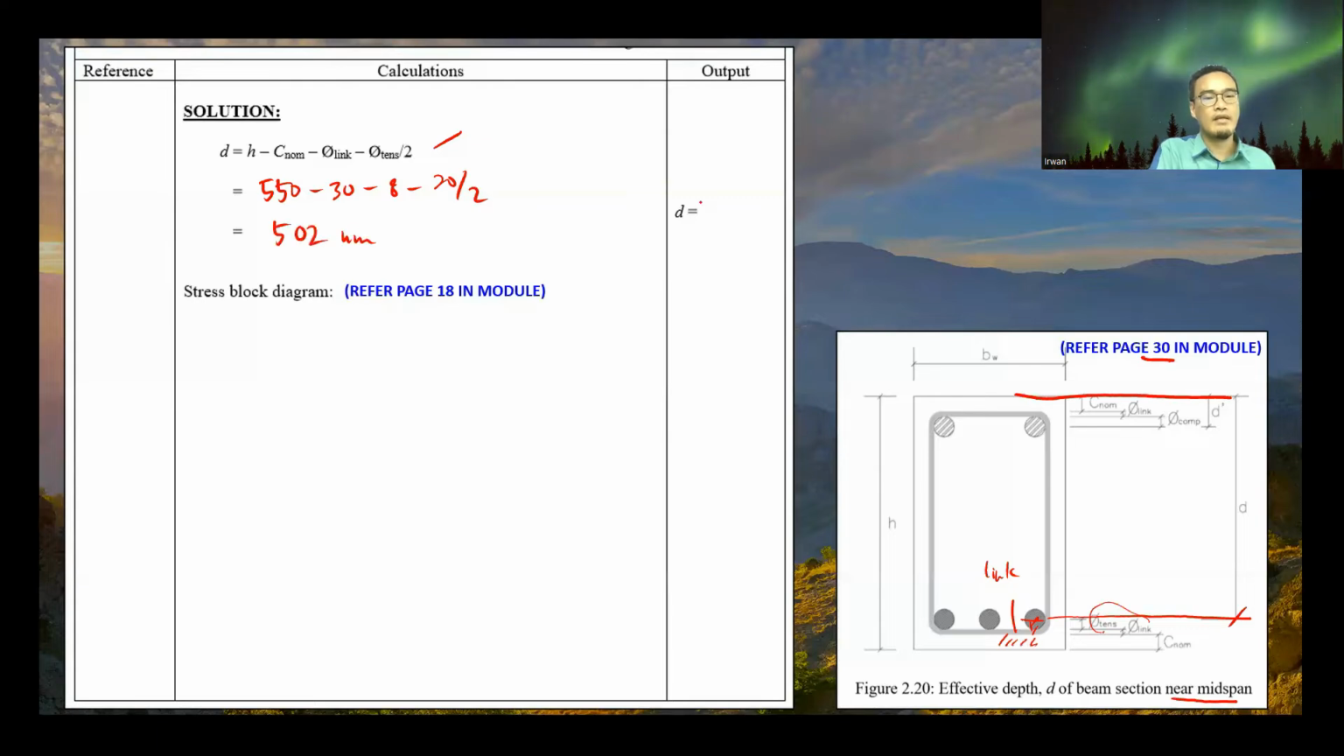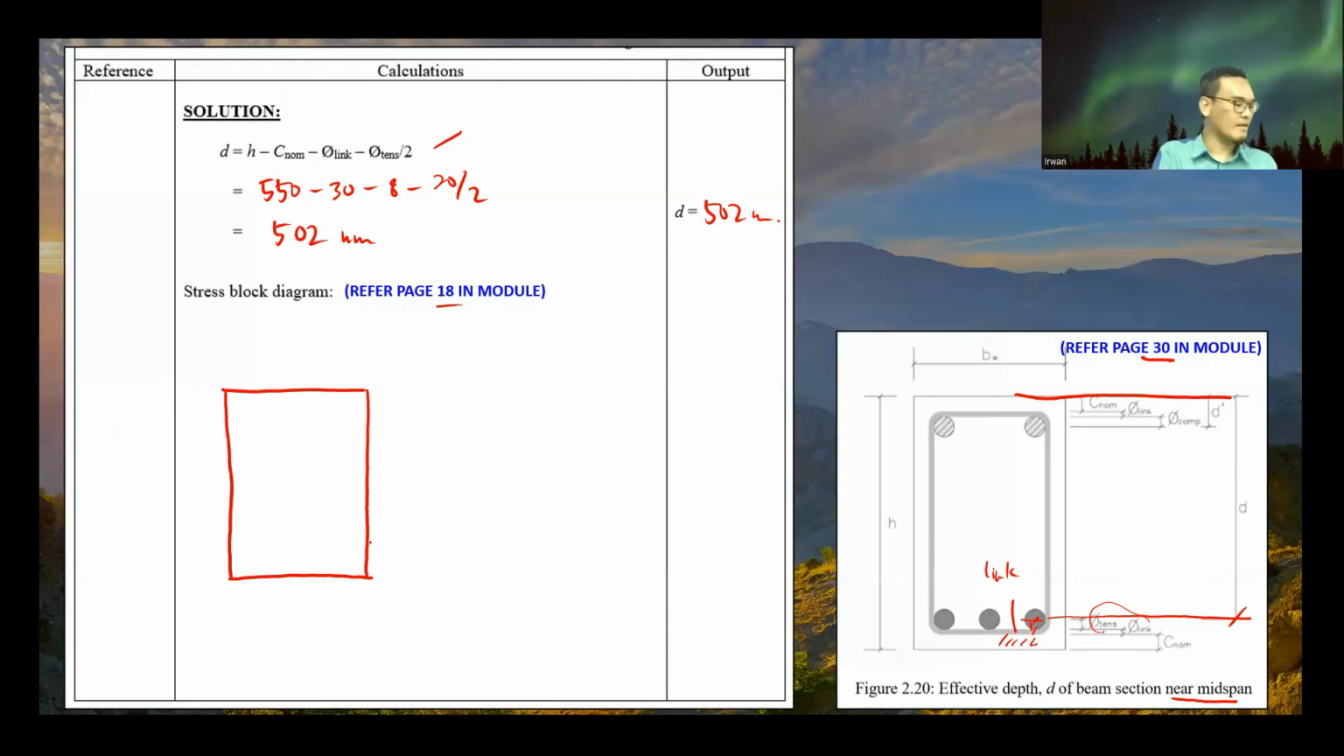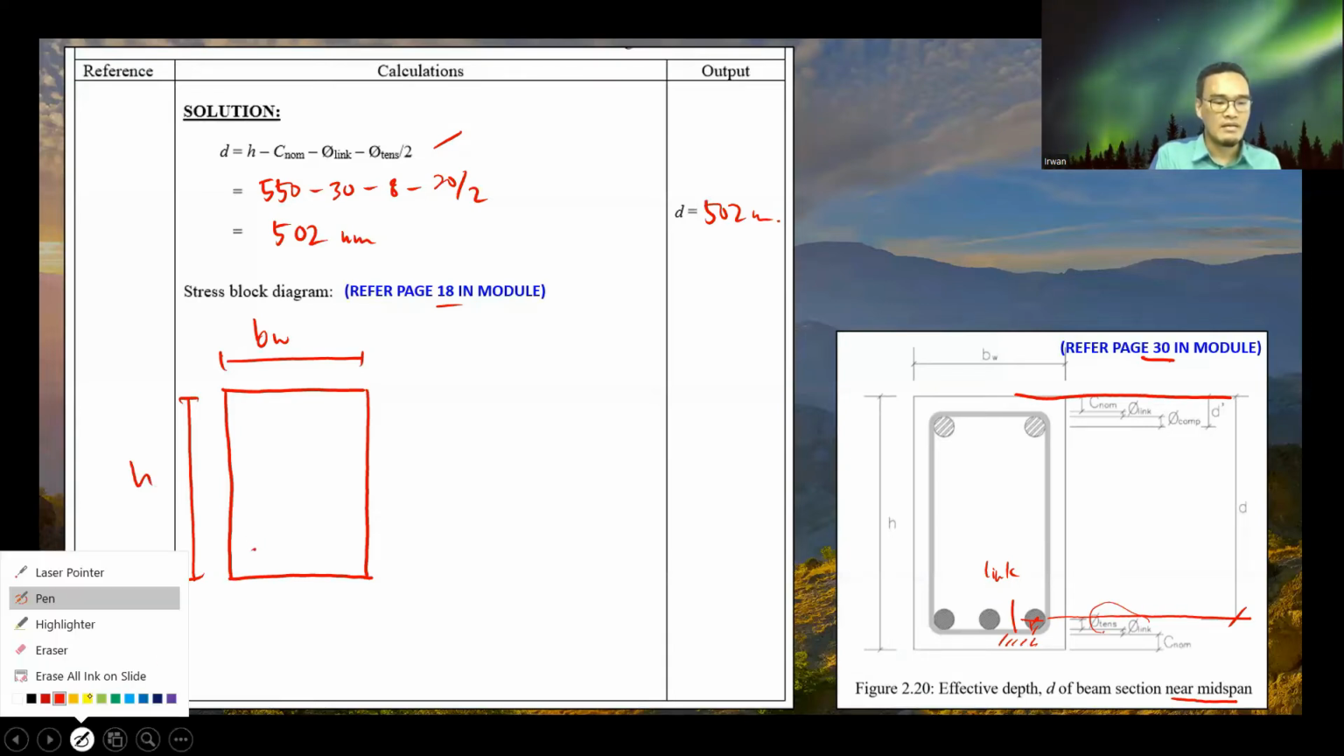502 mm. Okay, so this is 502 mm. You refer to page 18 in the module for the stress block diagram. You must be able to sketch a simple sketch like this one. This is your cross section of the beam. It must contain the BW, complete with the H.